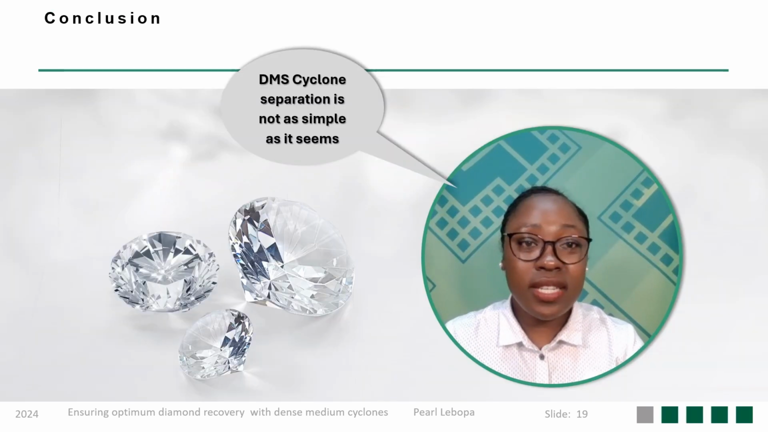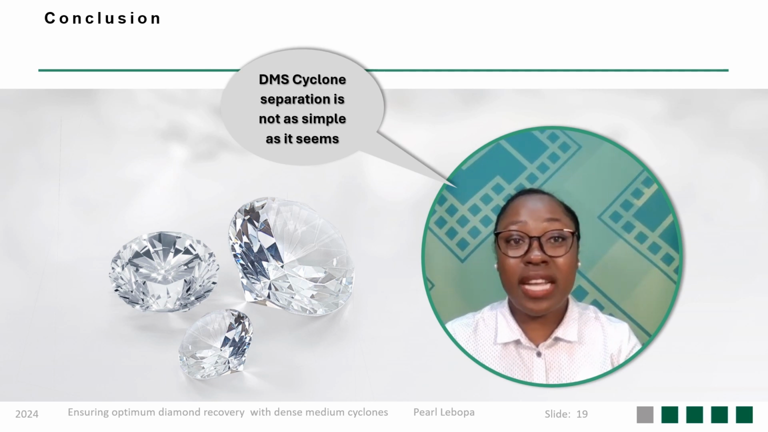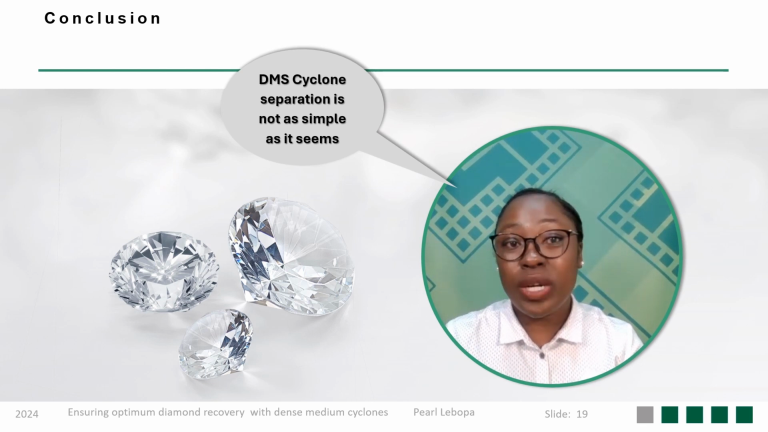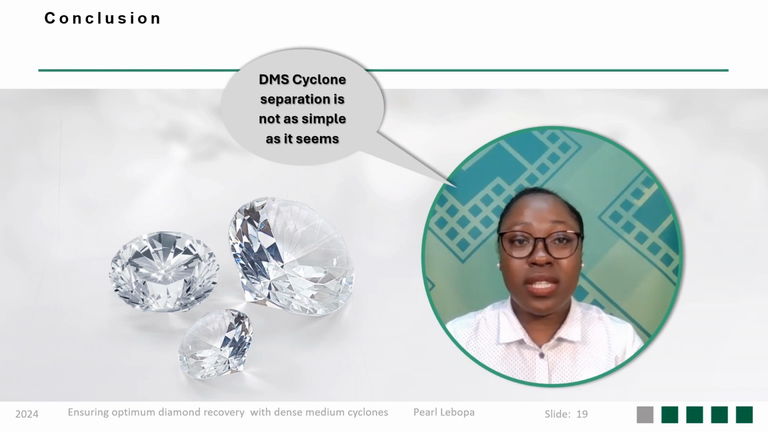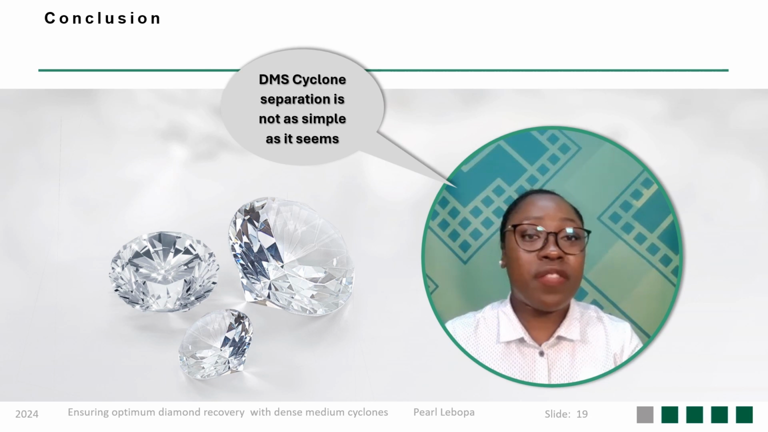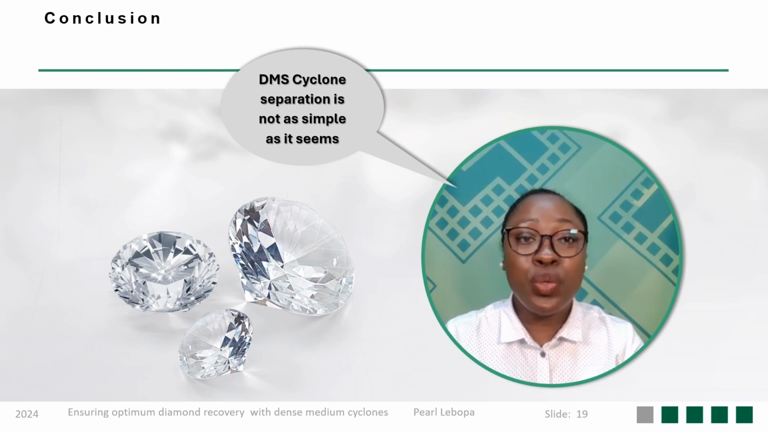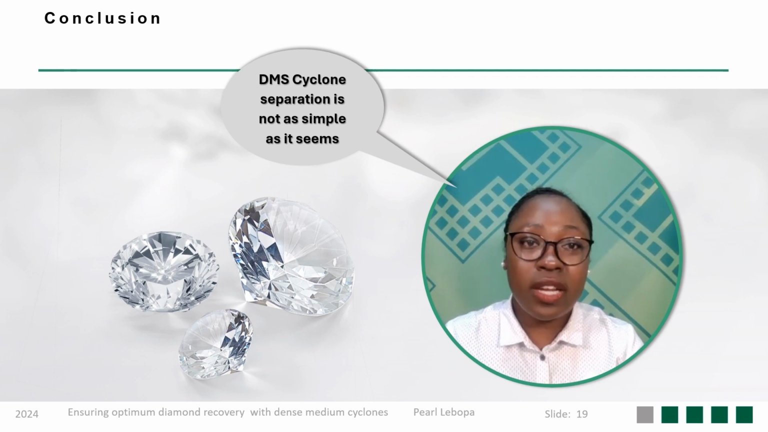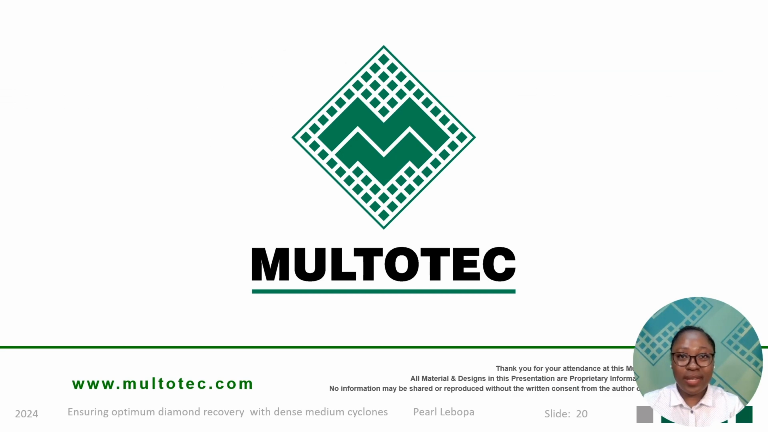Which then, ladies and gentlemen, brings us to the conclusion that DMS separation in diamond applications is not as simple as it seems, because the flow sheet, the entire value chain of the other equipment within the diamond application flow sheet, does affect the dense medium cyclone separation. I thank you, ladies and gentlemen.